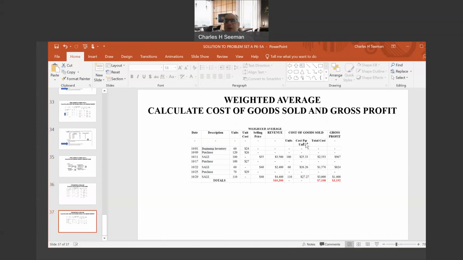You have to do each cost of goods sold for each sale item, and you just add them together in Excel. So 967 plus 824 plus 1,400 equals 3,192. You divide the 10,300 by the 3,192 to get the gross profit percentage.